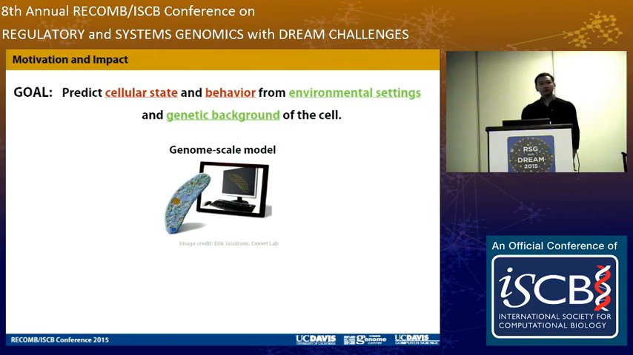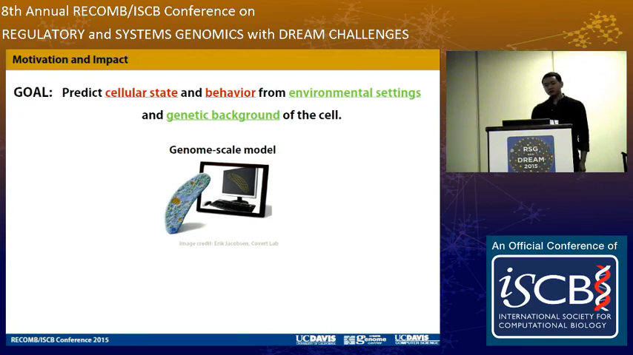So what is a genome scale model? A genome scale model is a model that predicts cell state and cell behavior from environmental settings and the genetic background of the cell. Examples of cellular state include molecular expression level, and examples of cellular behavior include growth dynamics for bacterial cells. Examples of environmental settings include oxygen level or chemical composition of the medium.